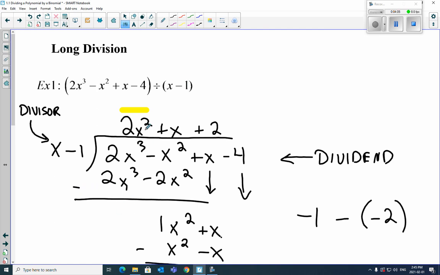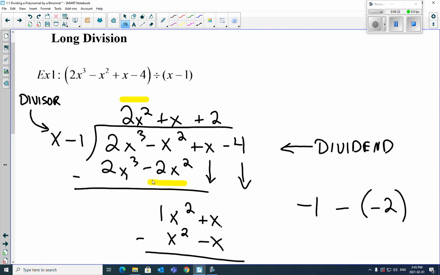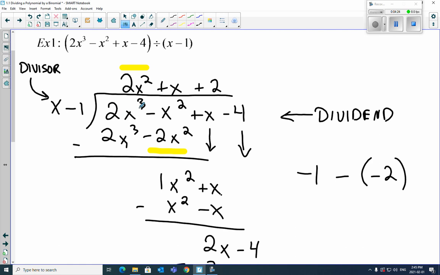So I put my 2x cubed, and I times it by x, and I get my 2x squared, and I times it by x, I get my 2x cubed. But it's a binomial, so you have to realize it's 2x squared also times -1, which gives us our negative 2x squared. Put our line here and do subtracting. Now you got to be careful. So this is 2x cubed minus 2x cubed. That's 0. It's gone.